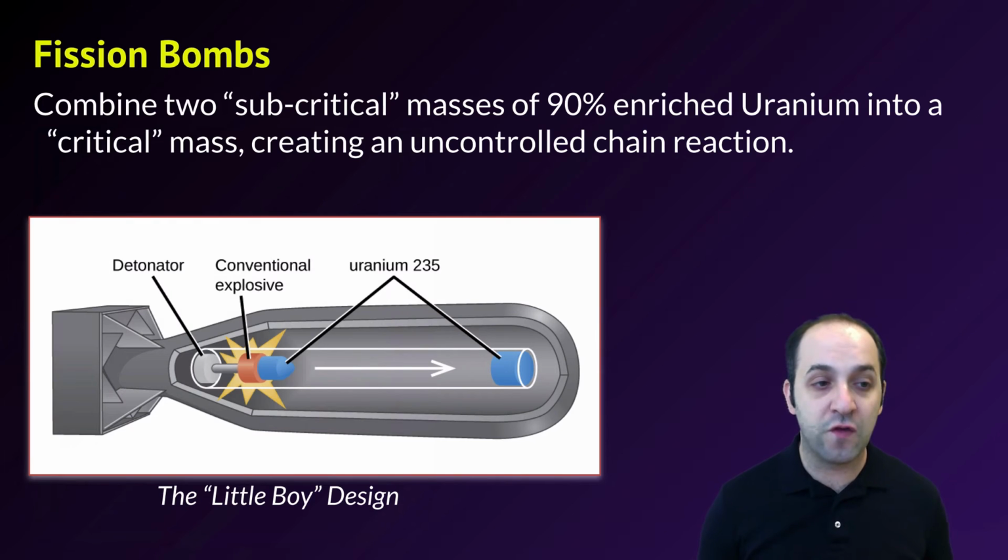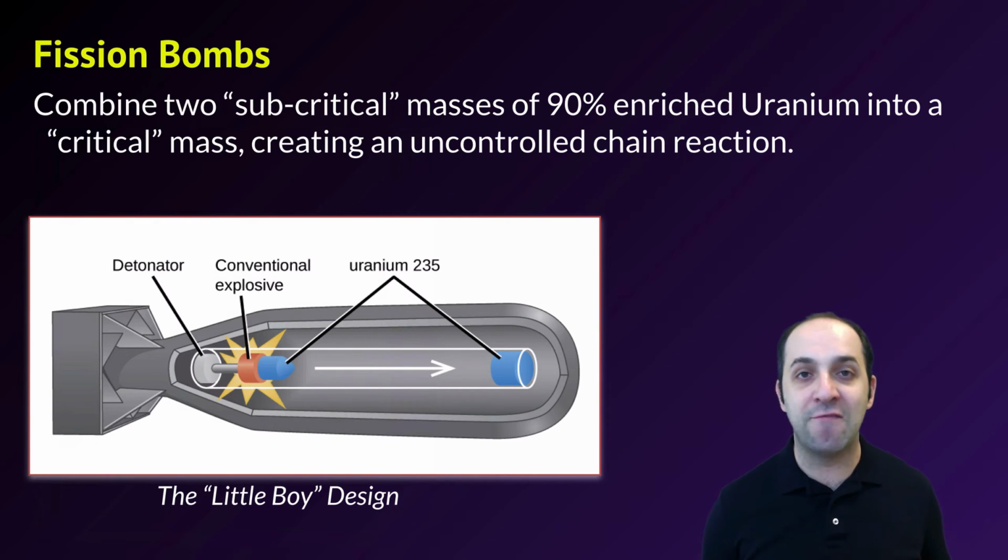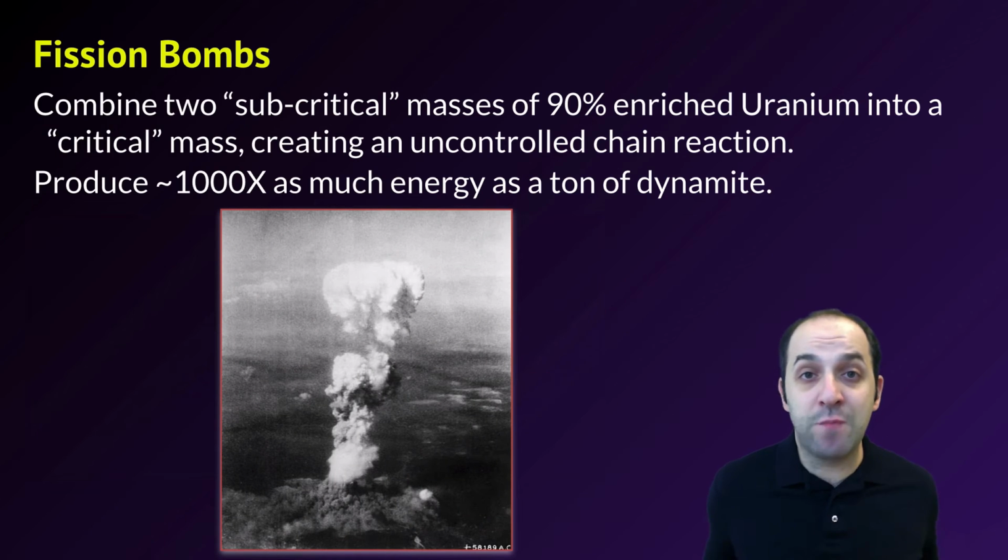And you can see that there were two amounts of uranium-235 that were brought together through the action of a conventional explosive. And once they were brought together, fission occurred, and that was how the weapon worked. The fission bombs that were used to end World War II produced about 1,000 times as much energy as a ton of dynamite. So if you could imagine a ton of TNT and sort of lighting a match and getting out of there and the amount of energy that'd be released, fission weapons typically produce somewhere around 1,000 times as much, what's called a kiloton of energy.